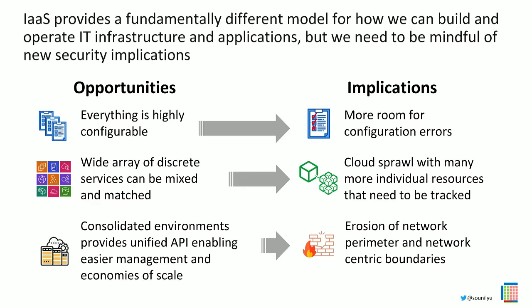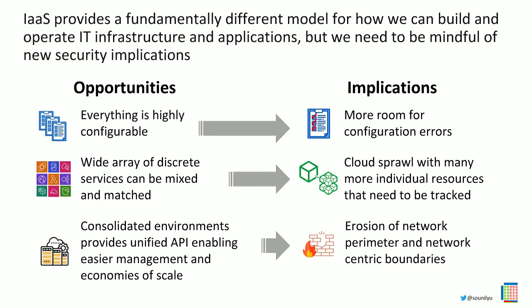Infrastructure as a service has brought forth a fundamentally different model for how we build, operate, and secure IT infrastructures and applications. There are three key aspects that make the cloud radically different. First, everything can be defined programmatically, so it's highly configurable, and configurable by the developers who are actually deploying the applications. Second, we have a wide variety of discrete services that can be mixed and matched. Third, the consolidated environments can simplify management and give us economies of scale.